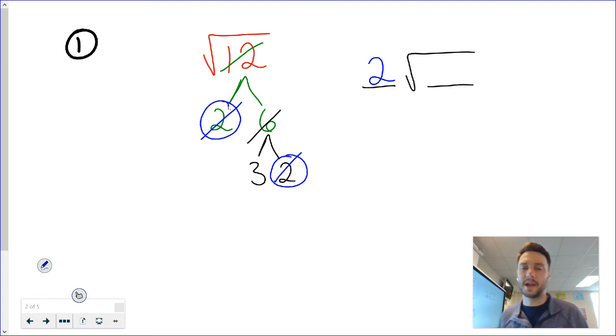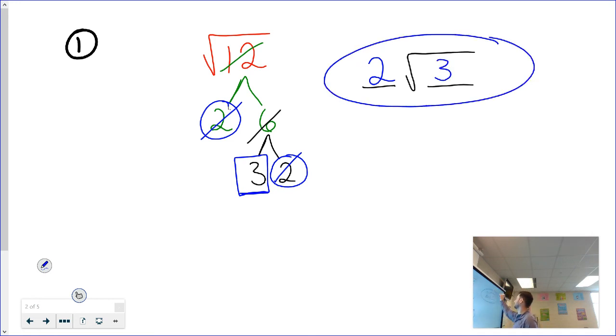Are there any other pairs? Well, the only thing that's left is this 3, and he doesn't have any pairs left. So anything that doesn't have a pair gets put back in my square root and left inside. So this 3 here, box, this is what comes back inside. So my final answer for this, the square root of 12 is equal to 2 times the square root of 3. And that's going to be the whole process for today.